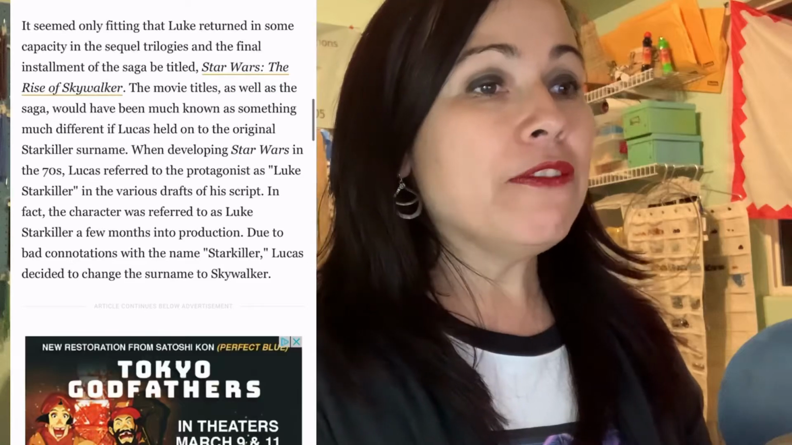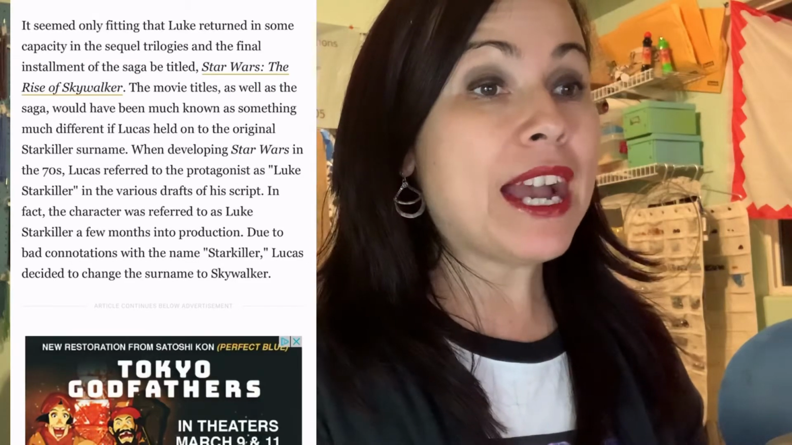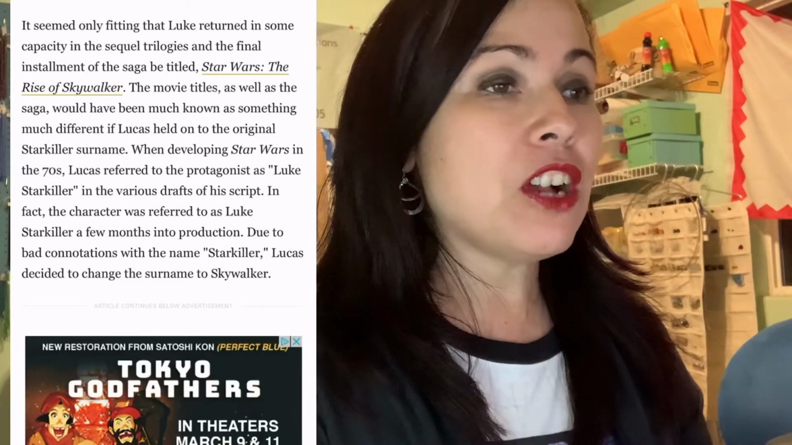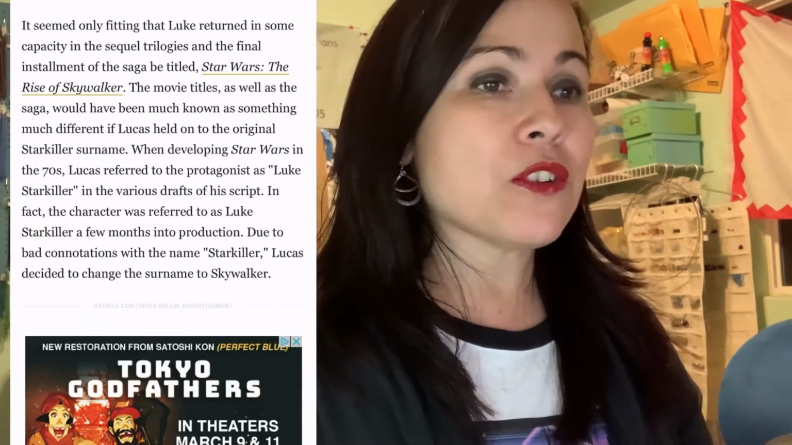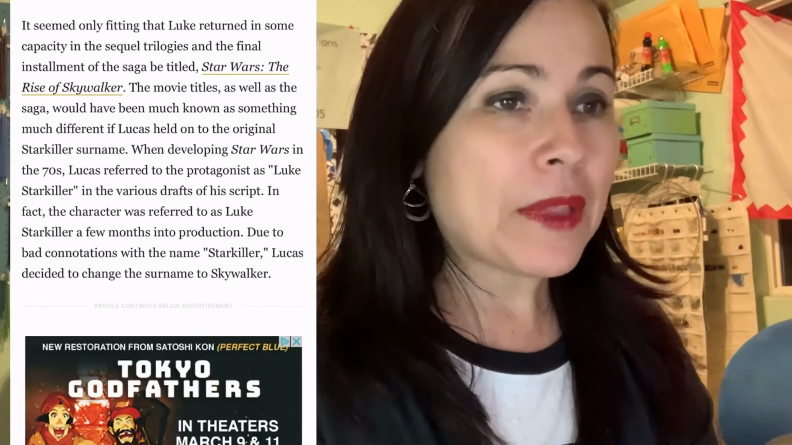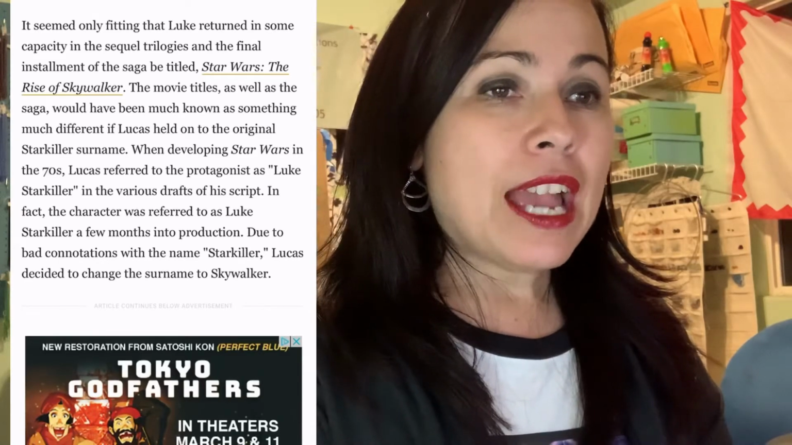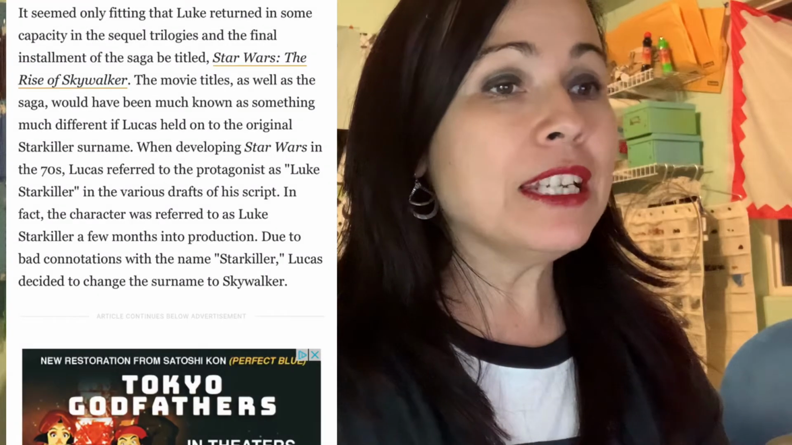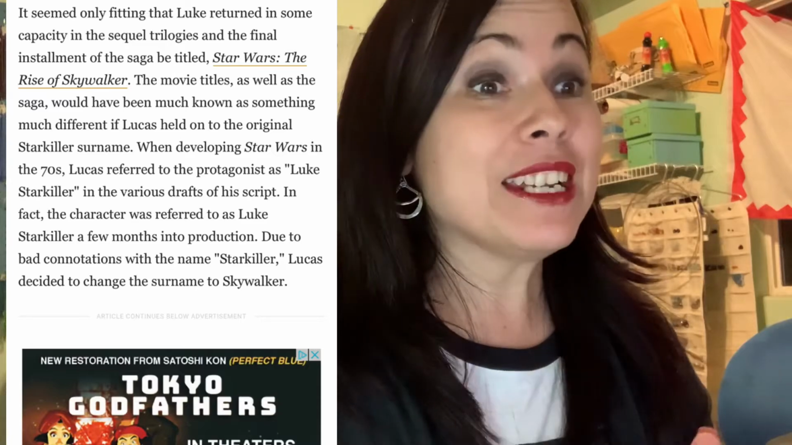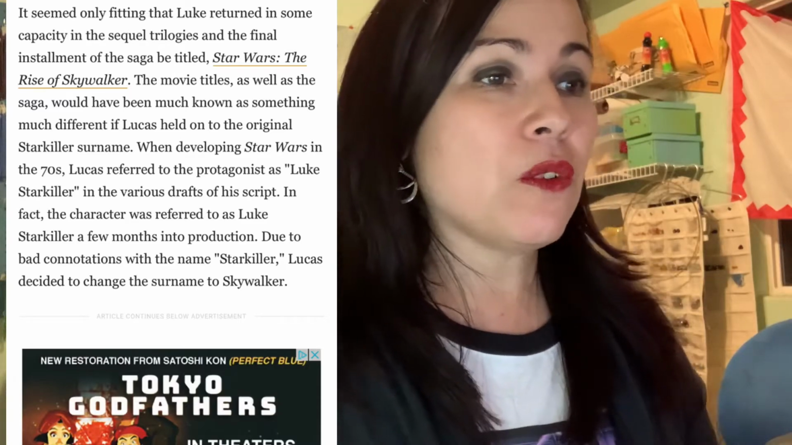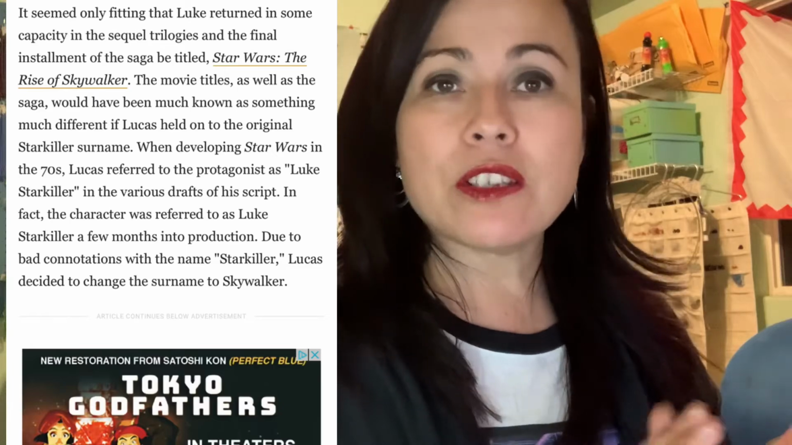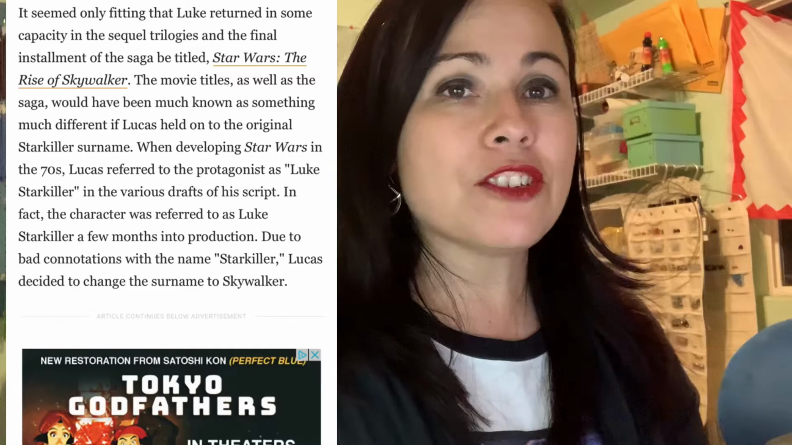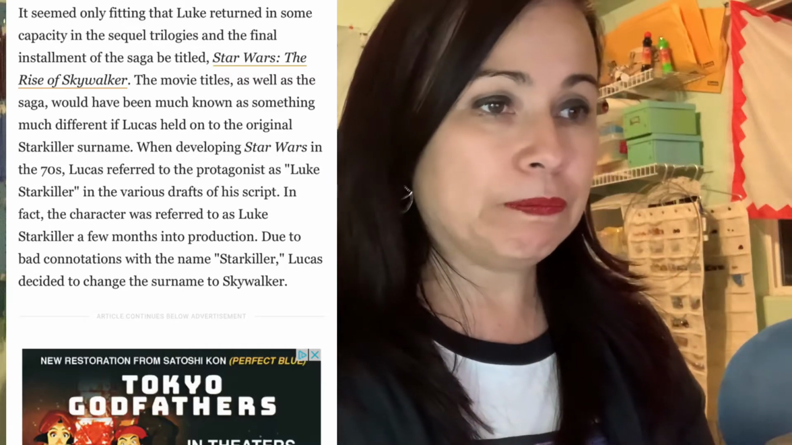It seemed only fitting that Luke returned to some capacity in the sequel trilogy, trilogy again, and that the final installment of the saga be titled Star Wars: The Rise of Skywalker. The movie titles, as well as the saga, would have been known as something much different. This is how I'm reading it. If Lucas held on to the original Starkiller surname, it would still be Star Wars. It would just be a different surname. I don't think any of the story or Luke's arc would have changed.